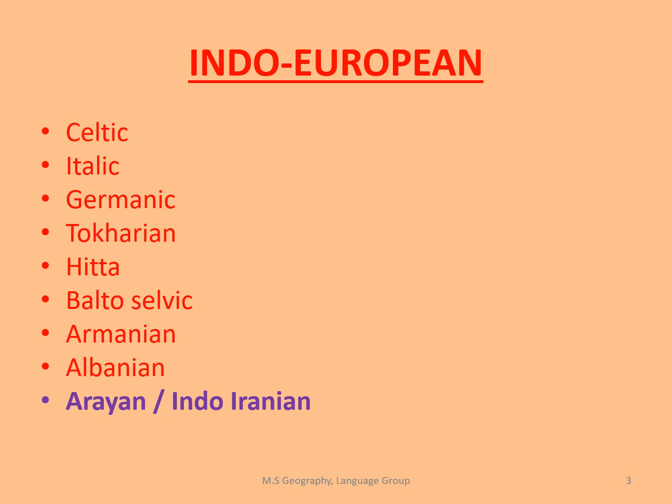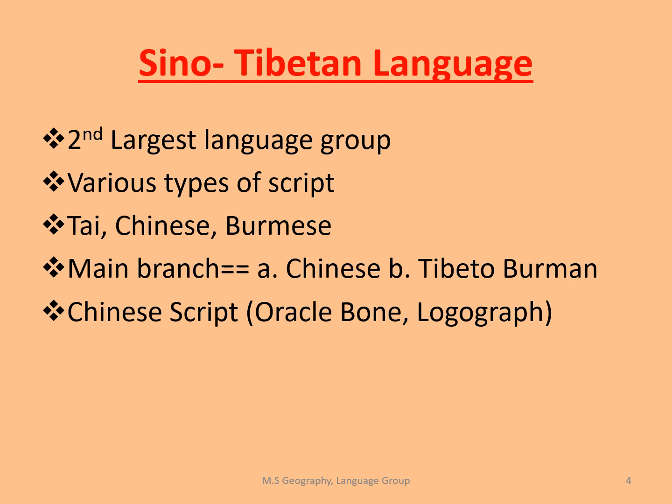So, straightforward, we are moving towards the Sino-Tibetan language group. Sino-Tibetan is the second largest language group of the world. Various scripts are used here. Thai, Chinese, Burmese are the main languages of the Sino-Tibetan language group. The main branches of the Sino-Tibetan language group are, first, Chinese and second, Tibeto-Burman.